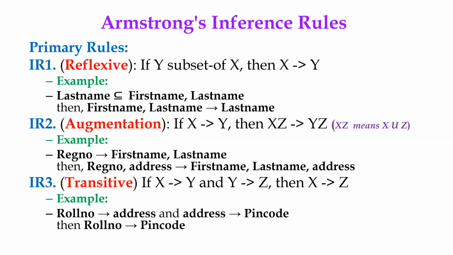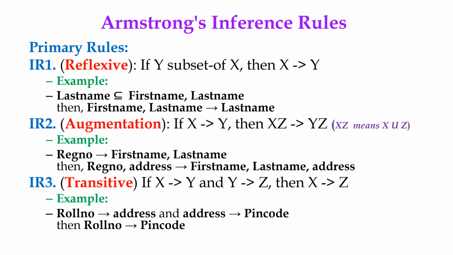Okay, so these are all the rules pertaining to functional dependencies. The primary rule is rule number 1. It is called reflexive. If an attribute y is a subset of x, then we can say x uniquely determines y. For example, first name and last name attributes are a superset of last name, which means first name, last name uniquely determines last name.